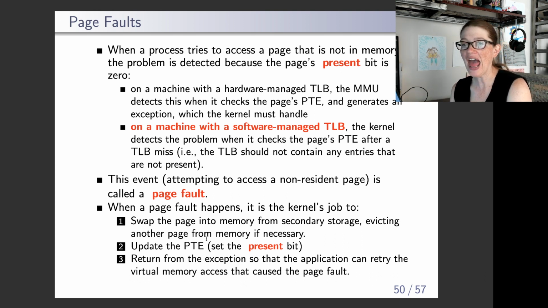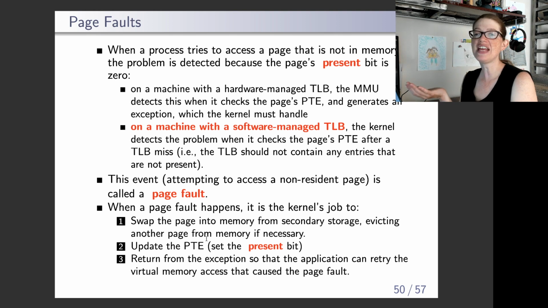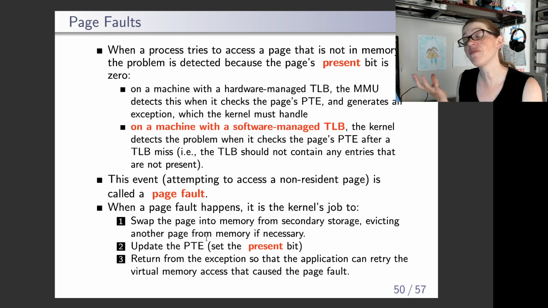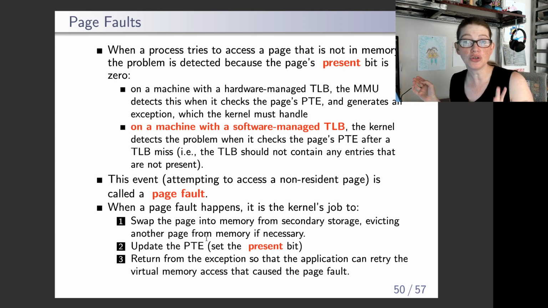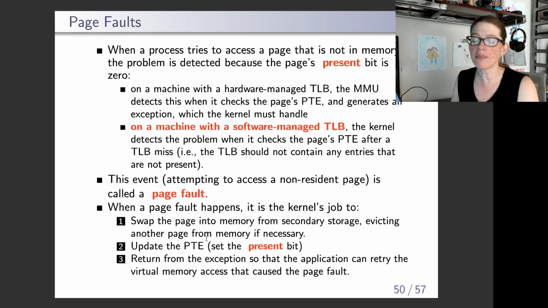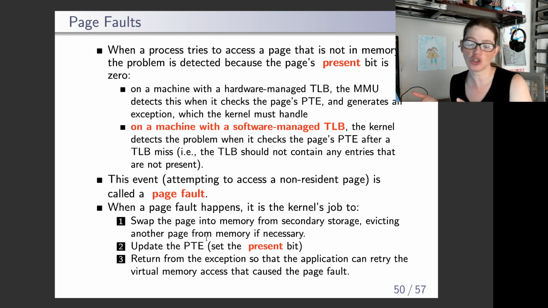And so the kernel is then going to have to find the appropriate page of the address space from secondary storage, and it's going to have to find a frame to copy it to, or maybe even evict somebody so that you can insert yourself. And then once you've swapped yourself into physical memory, we can update the page table entry with the frame you just copied yourself to, and then we can update the TLB, and then we can retry the address translation. So in our software managed TLBs, page faults are detected through TLB misses.